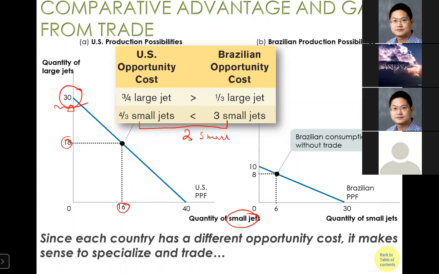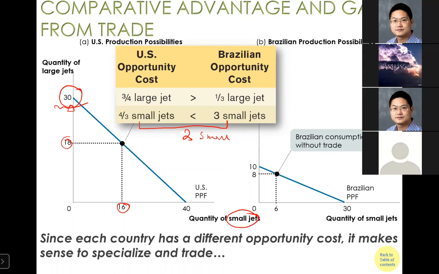Okay. Now the question is, is this going to be a deal for both American and Brazilian? The answer is definitely yes. Now let's see why this is a definitely yes. Again, start with American. American has the larger jet.